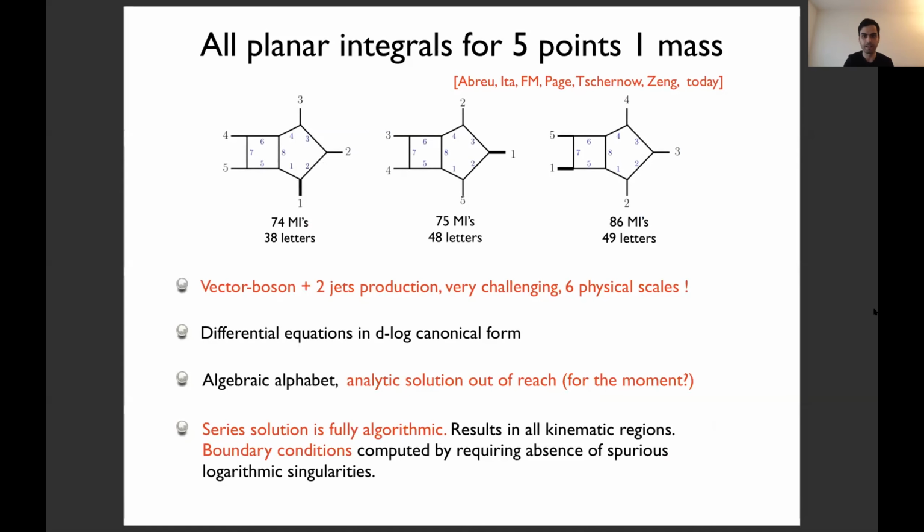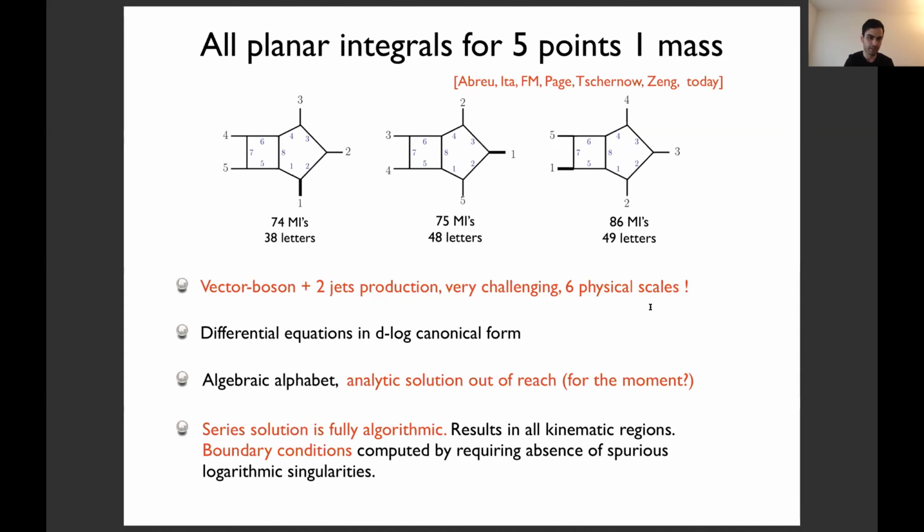So this is the paper I was mentioning before. In this paper, we computed the full set of master integrals in the planar case relevant for the two-loop 5-point corrections to one-mass processes. So more specifically, these integrals are relevant, for example, for vector boson production plus 2 jets. And mathematically, this is a very challenging problem. So one reason is that it depends on 6 physical scales.